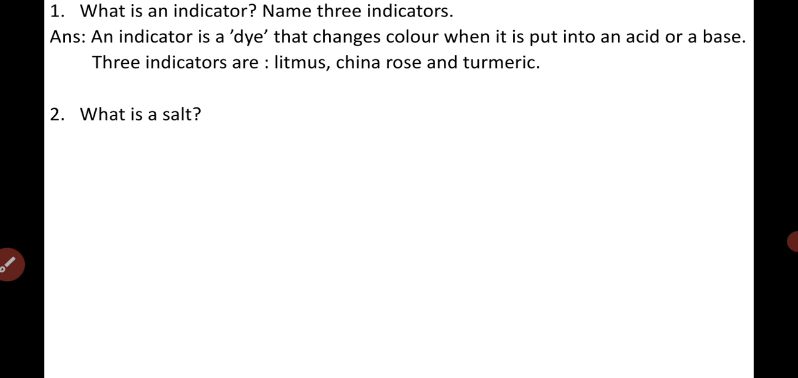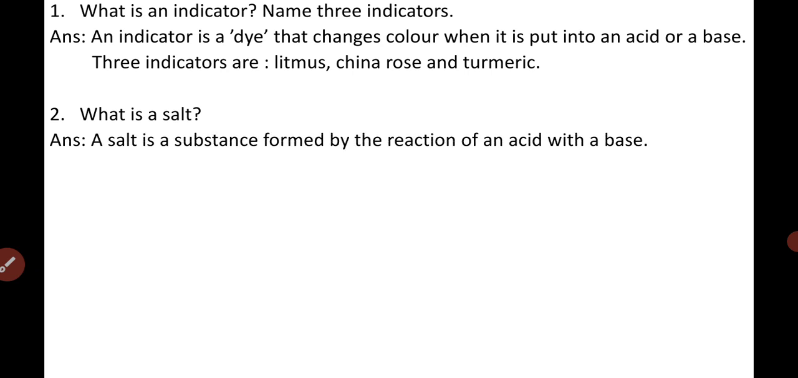Next question, what is a salt? Now, what did you learn about the neutralization reaction? During the neutralization reaction, acids and bases react with each other to produce salt and water. Salt is a substance formed by the reaction of an acid with a base.